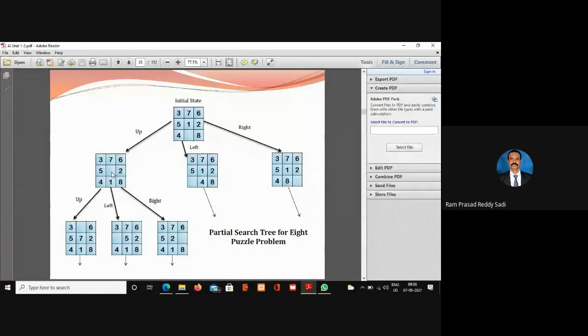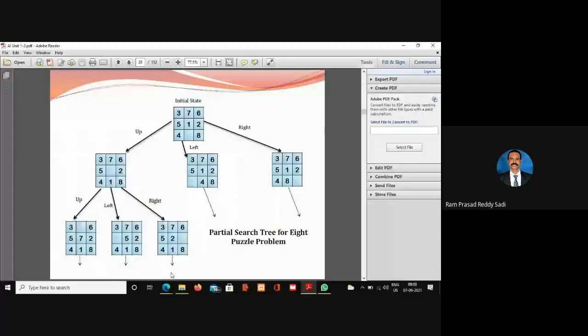See, suppose you have chosen this one, what are the possible directions that you can move? You can move to this position, this position, or this position. One of these 3 positions you can move. Suppose it is moving up, then 7 should come. If it is moving this side, 5 should come here. If it is moving on this side, 2 should come here.